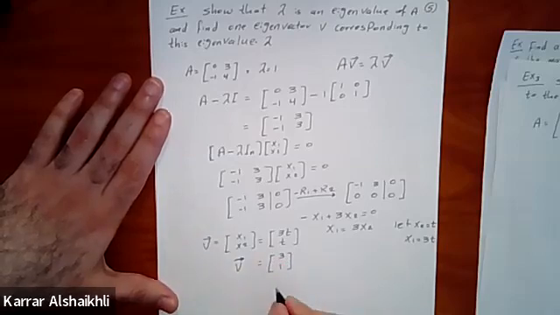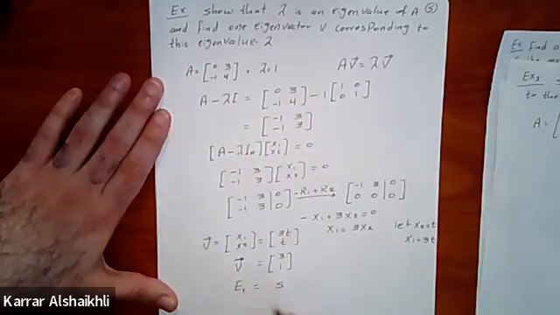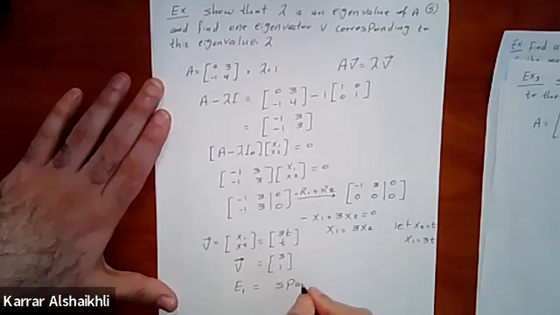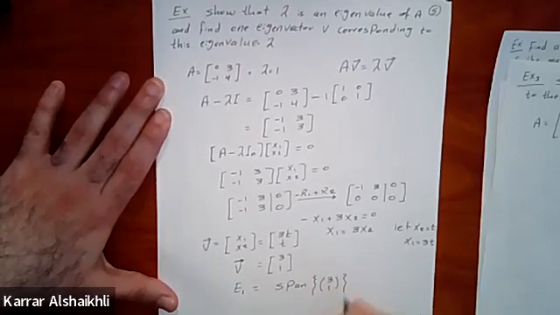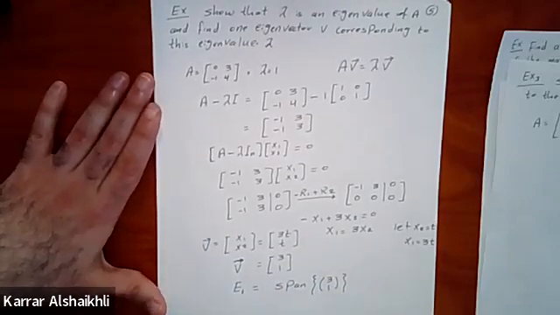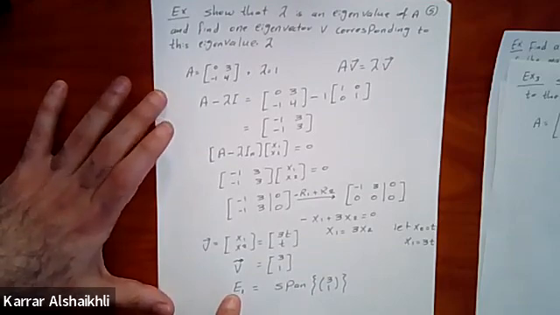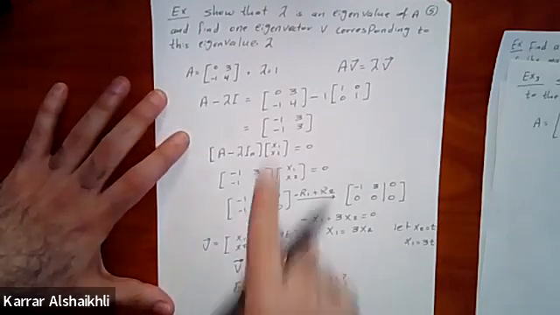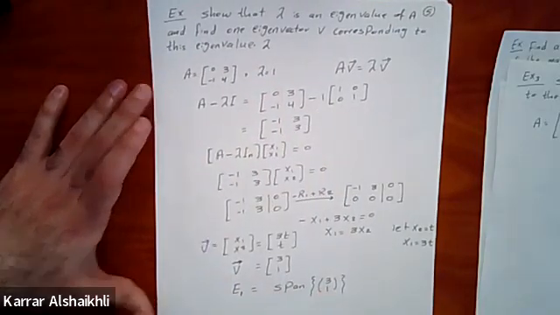Can we say it's a span? The eigenspace when lambda equals 1 equals the span of the vector 3, 1. That's it. This is if they ask you to find the eigenspace. You see, the eigenspace for when lambda equals 1 is going to be span of 3, 1.